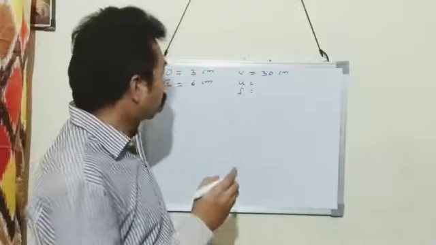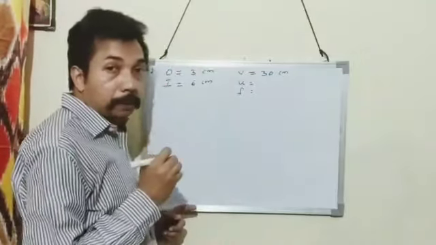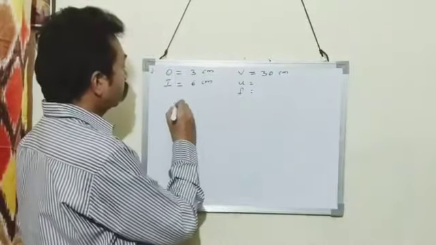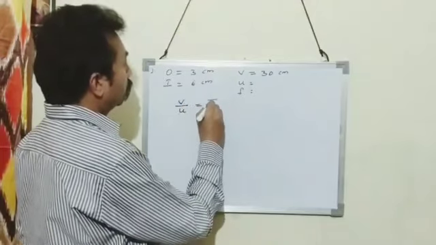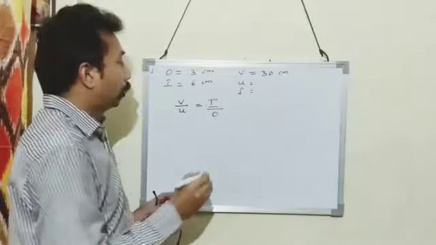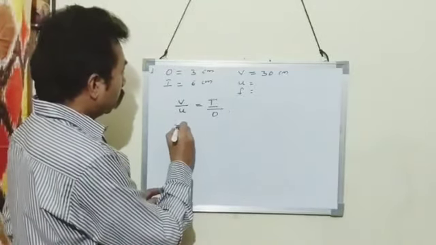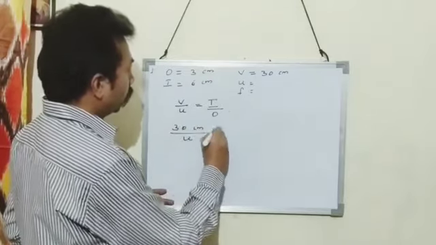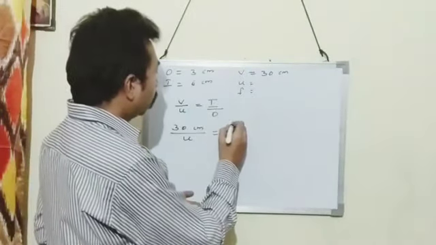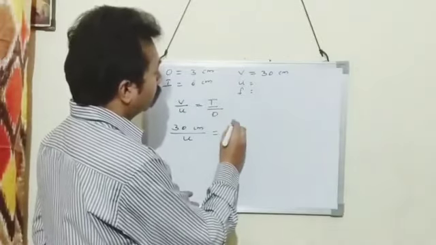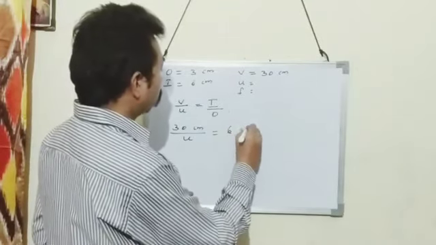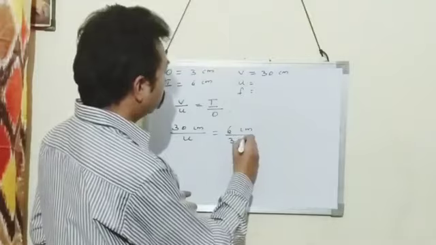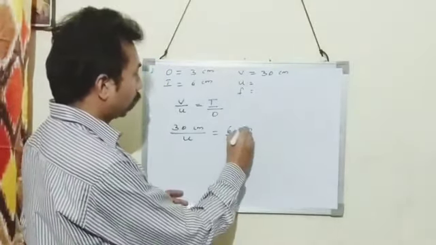First of all, we have to write a suitable formula. That is magnification, which is equal to V upon U is equal to I upon O. Substituting V is equal to 30 centimeter, upon U, that is equal to height of image, which is given as 6 centimeter, upon height of object, which is given as 3 centimeter. Centimeter here cancels.